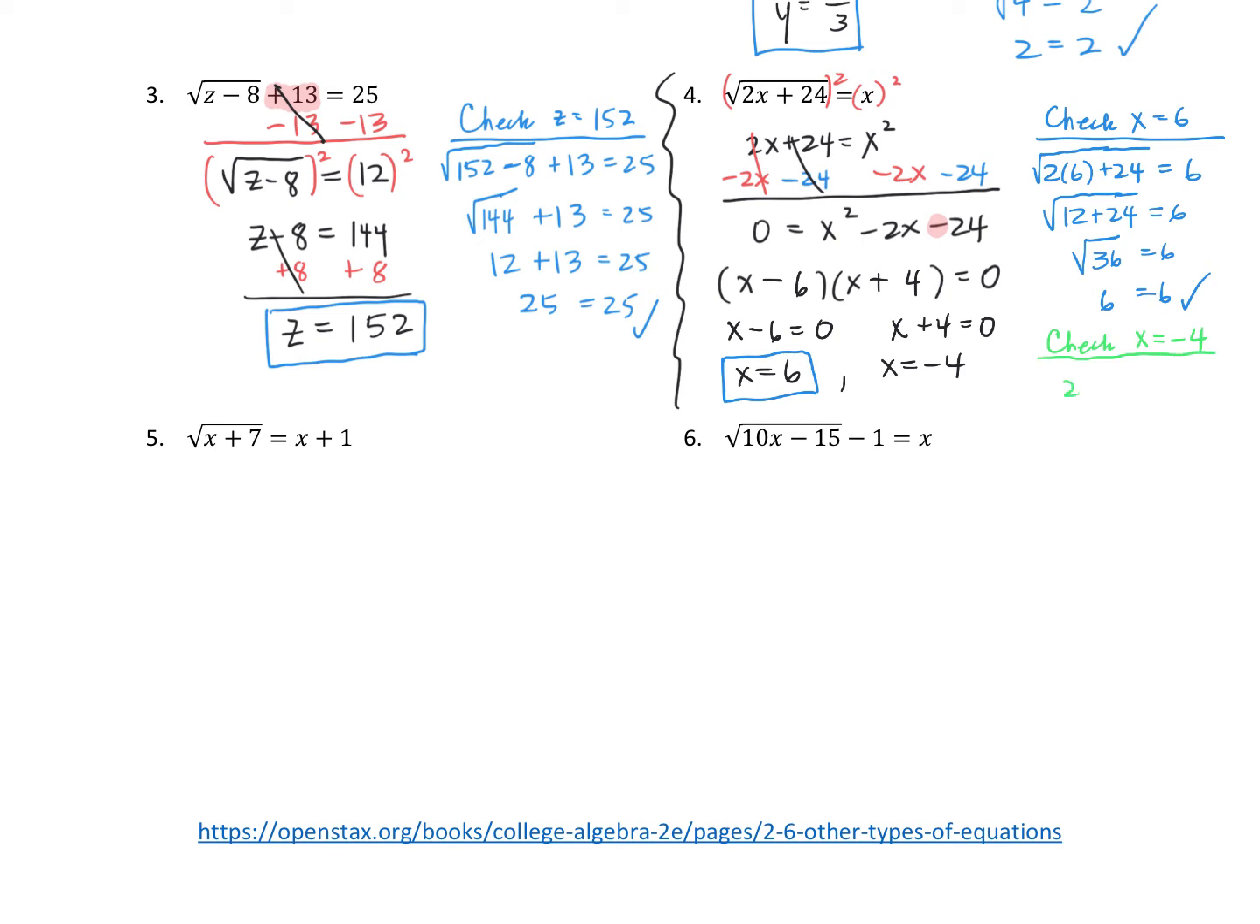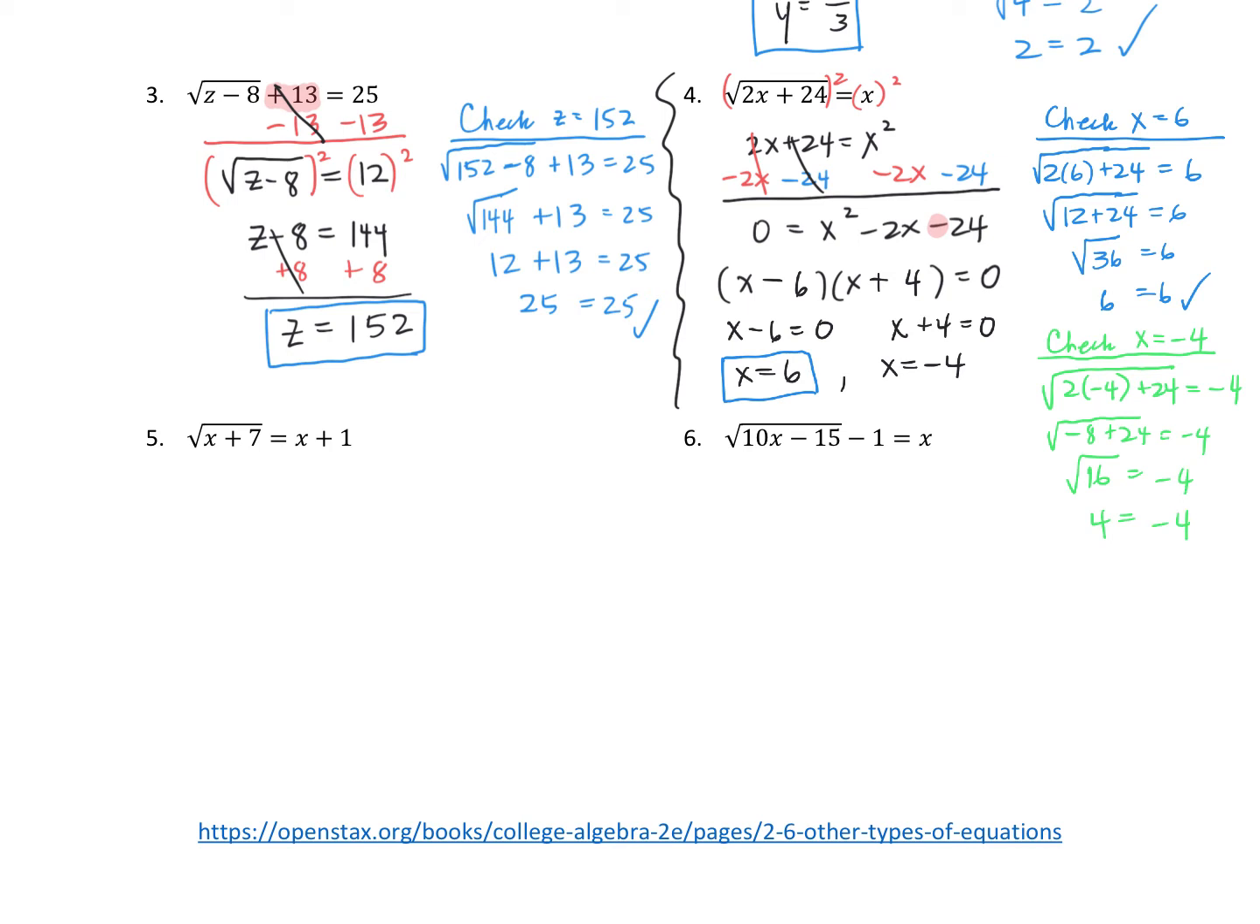Now I'm going to check the next possible solution, and that is negative 4. So I have 2 times negative 4 plus 24, all under the square root, and I'm hoping that that's equal to the negative 4. So 2 times negative 4 is negative 8. Negative 8 plus 24 is 16, and the square root of 16 is 4. And I have 4 equals negative 4.